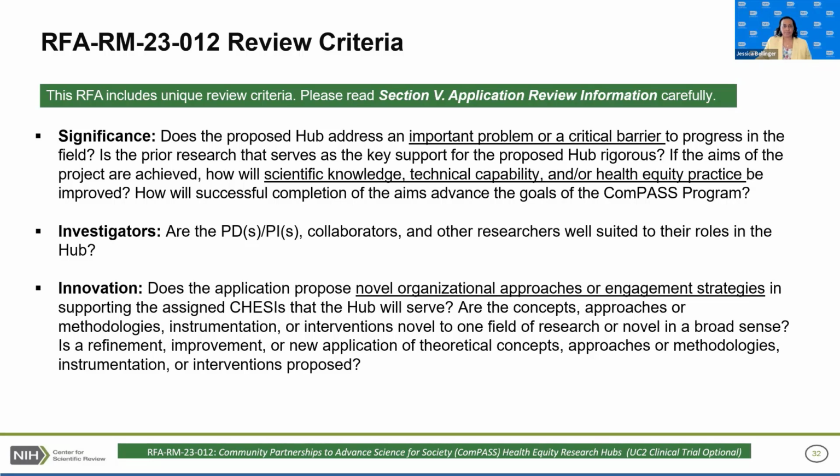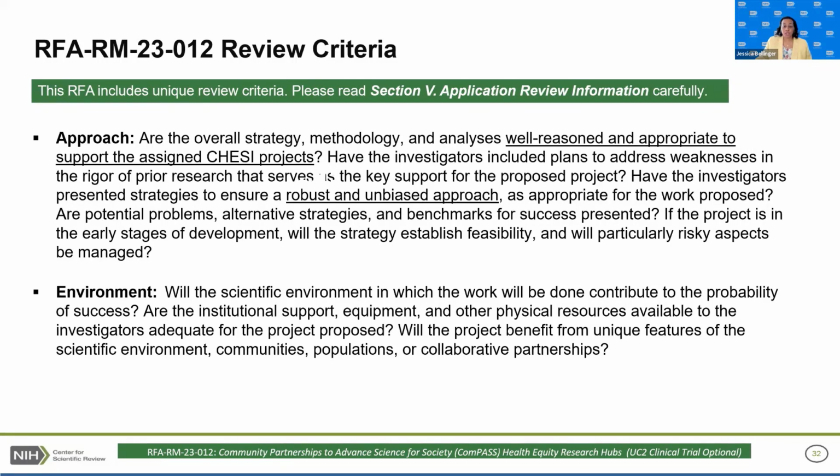Next slide. For the approach criterion, are the overall strategy, methodologies, and analyses well-reasoned and appropriate? And specific to this RFA, how feasible and appropriate is the hub's proposed approach to support the implementation of community-led health equity structural intervention? And finally, the environment criterion. Will the scientific environment contribute to the success of the project? The overall impact score is based on the criterion scores, again, using the NIH scoring scale of 1 through 9.